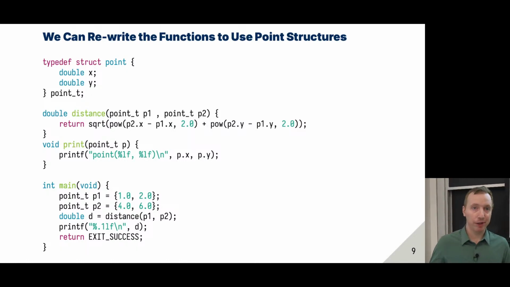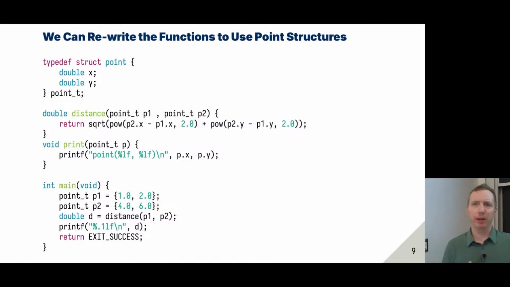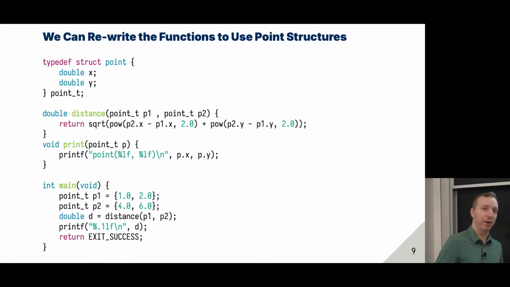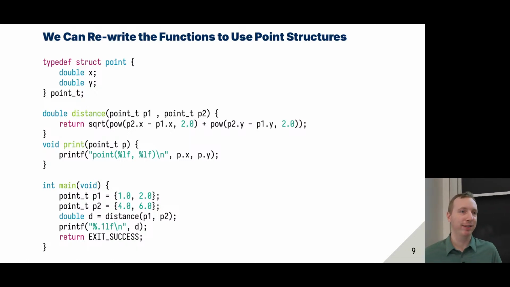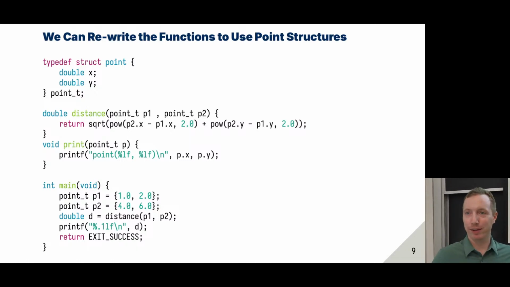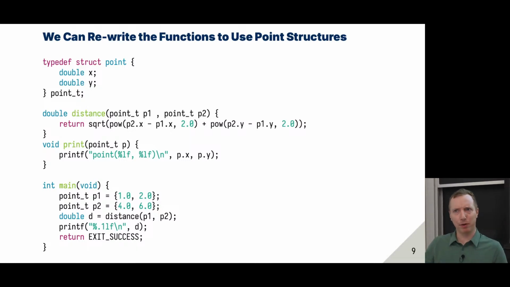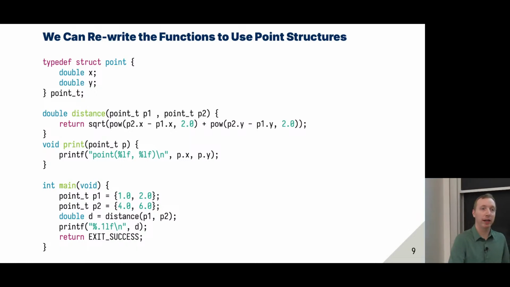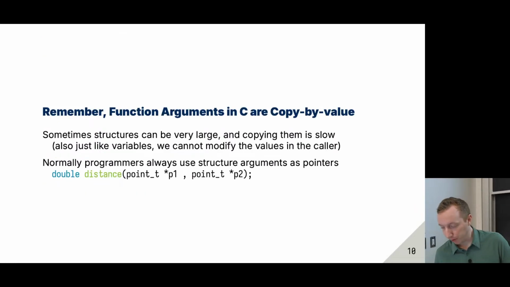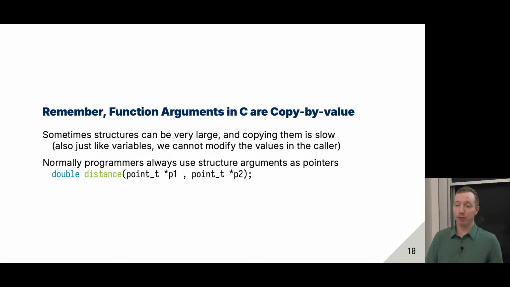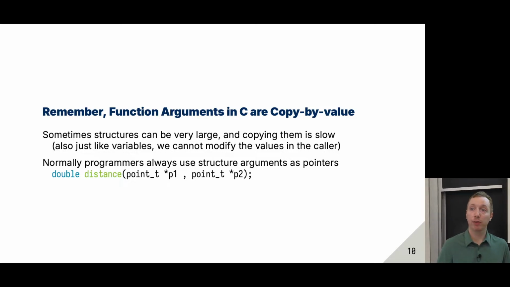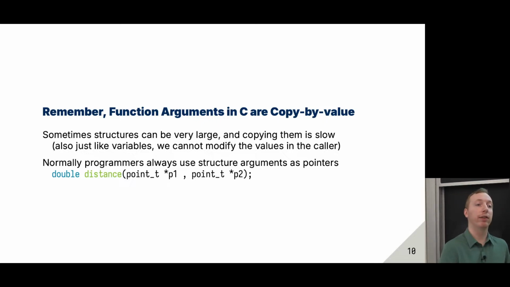So it worked. However, no one really writes this because remember, how does C deal with function arguments? Do functions get complete copies of things? Is C copy by value? Well, yes, it is. And unlike arrays that get turned into pointers, confusingly, the same doesn't happen for structures. They get copied. So function arguments in C, again, this is also review, are copy by value, and sometimes structures can be very large and it gets a complete copy of them.